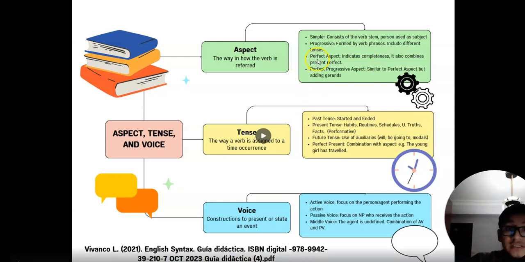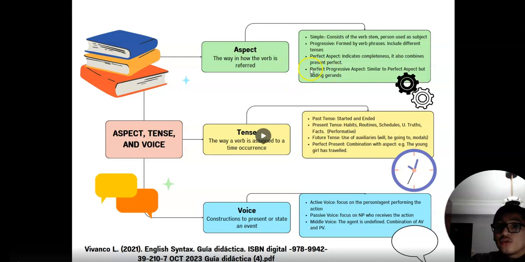The next aspect is the perfect aspect, which indicates completeness. This perfect aspect uses the auxiliaries has and have in present perfect and had in past perfect, but it's also combined with the present perfect, but it's different, okay? Because this refers to tense, but this refers to aspect. It's like intertwined.